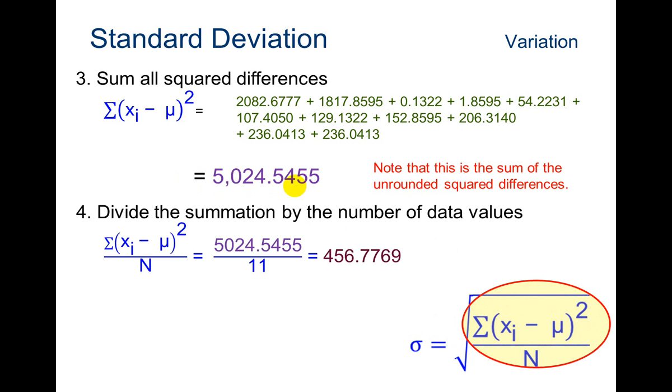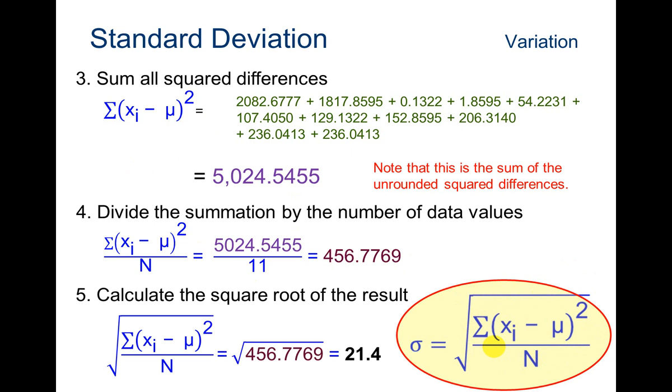Now let's divide that number by the number of data values that we had. And we had 11 because I had to know that for calculating the mean. When I do 5,024 and this decimal divided by 11, I get 456.7769. So that represents everything inside the square root of this formula. So I have one more step to be able to find the standard deviation. Take the square root.